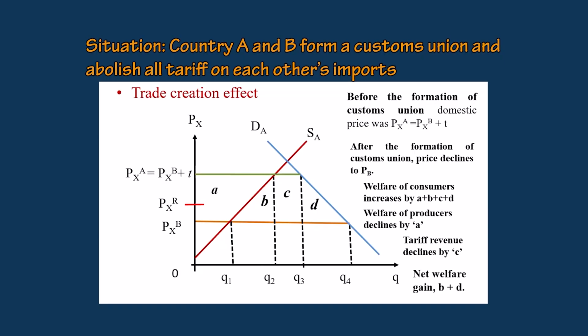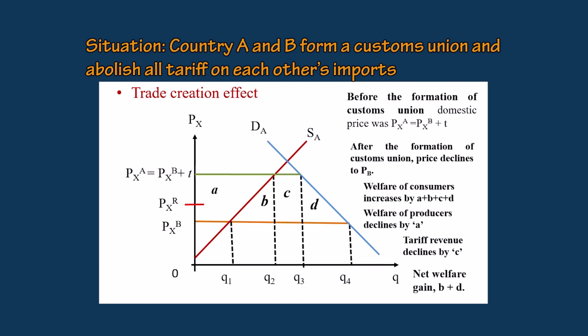First, we are taking into account the supply curve SA of any particular commodity and the demand curve of that commodity in country A. Now, here PXB means the price of that commodity in country B. PXR means the price of commodity X in the rest of the world.